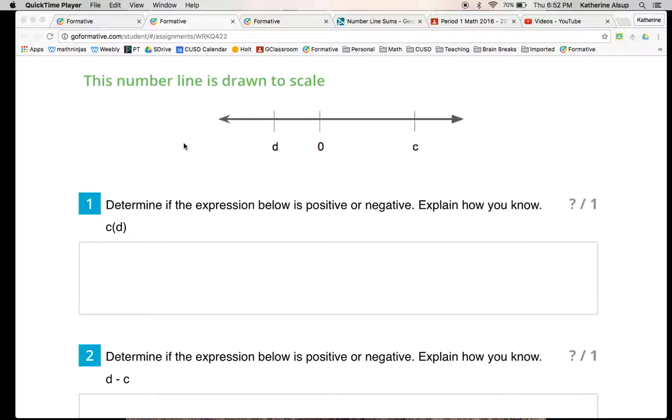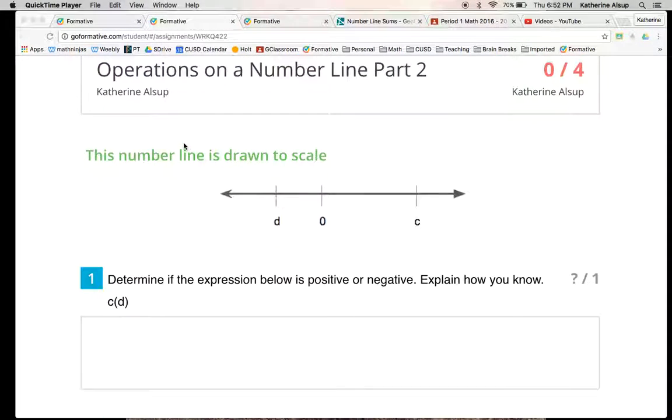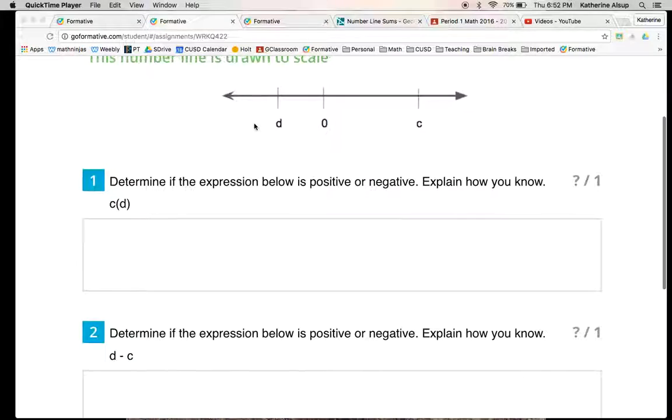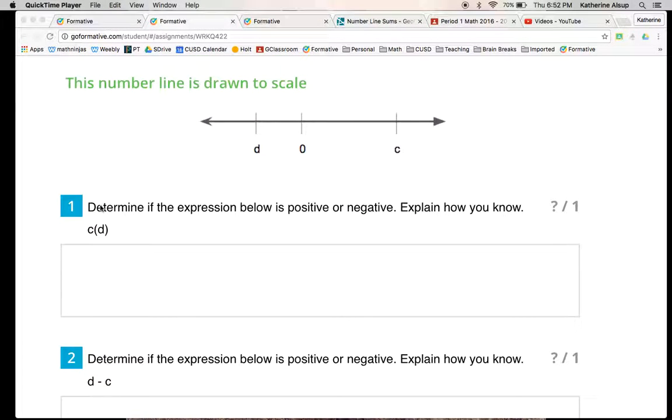So this video is to go over the operations on a number line part 2. It was the second one. We've done one already. And I actually scored this as each question being worth 2, and I threw out question 1 because I just had a couple of issues with number 1.